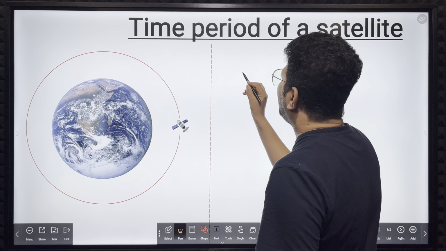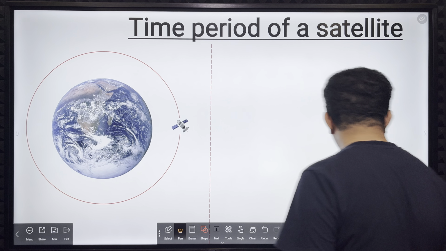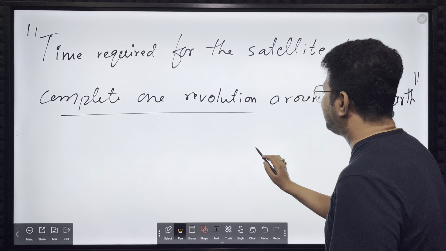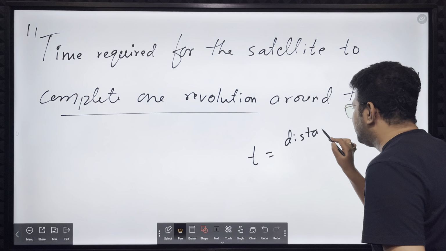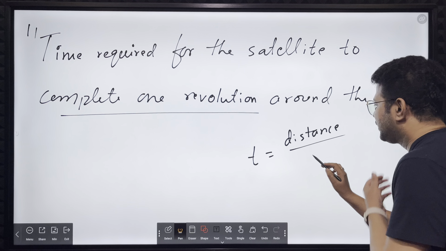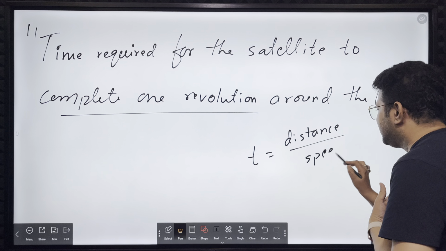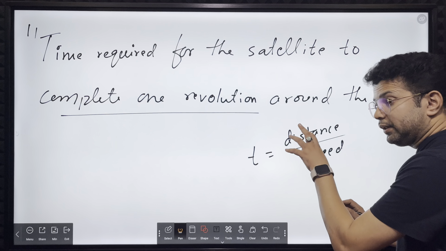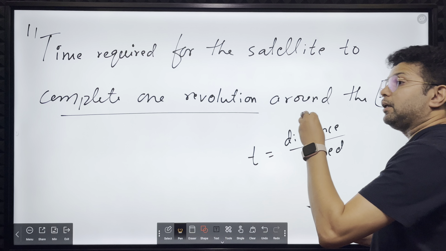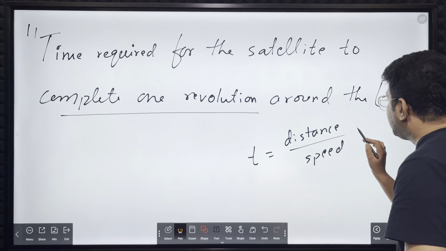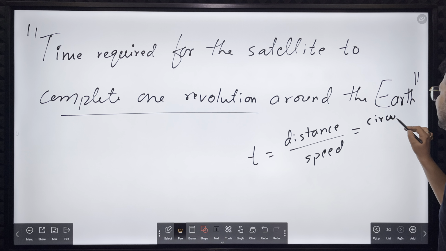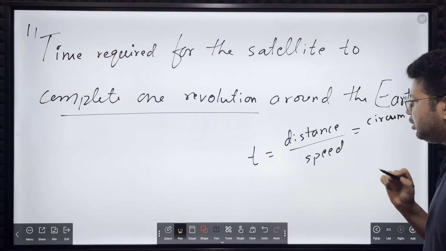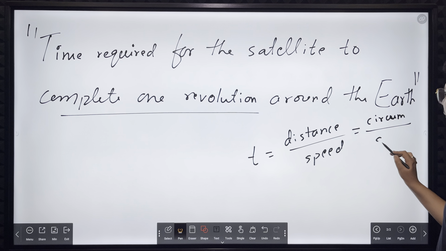So how to calculate time then? We know that time is equal to distance divided by speed. One time period means the time required to complete one revolution. In one revolution, what is the distance traveled? Distance traveled will be equal to the circumference of the path. So time is equal to circumference divided by speed.